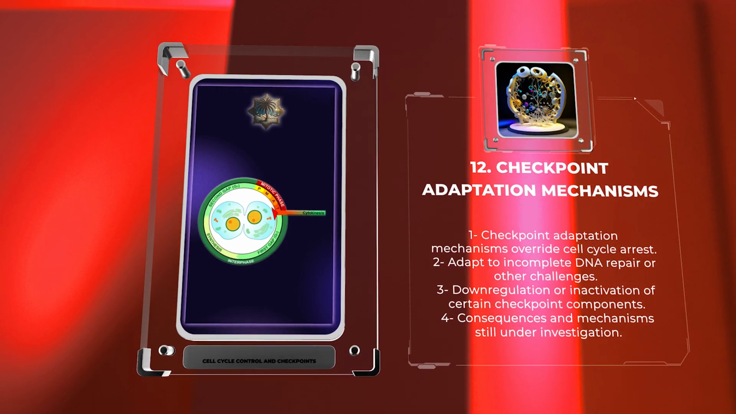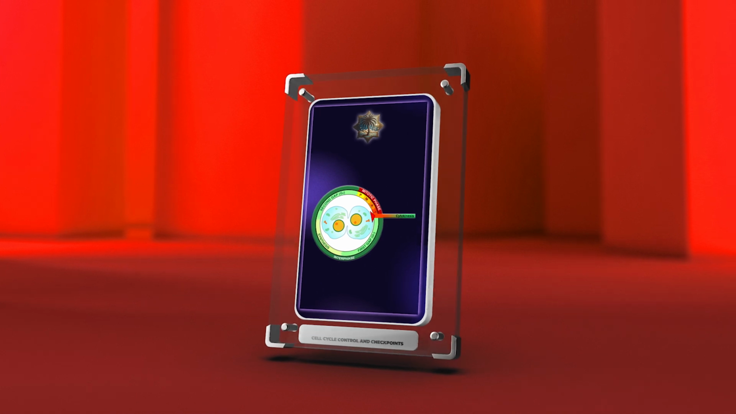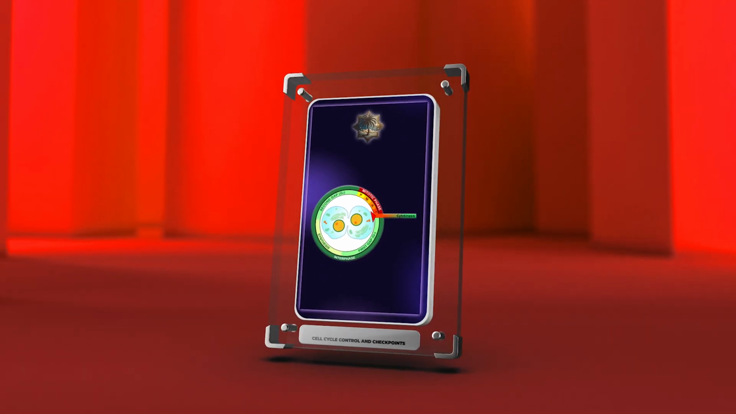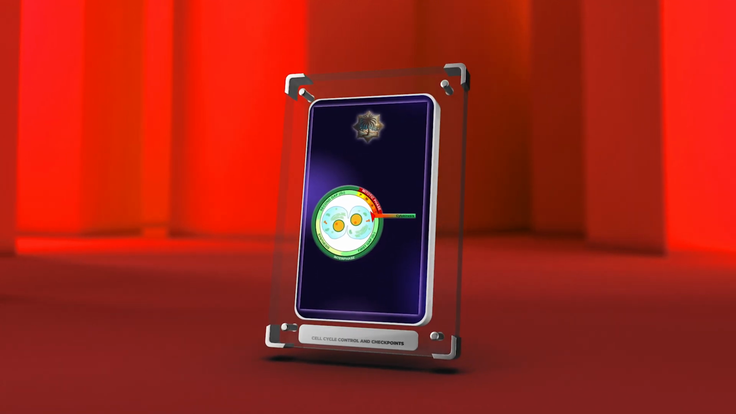Understanding the intricacies of cell cycle checkpoints is vital for medical students. Dysregulation of these checkpoints can lead to diseases like cancer. By studying the detailed mechanisms of checkpoint control, we can identify potential therapeutic targets for combating these diseases.